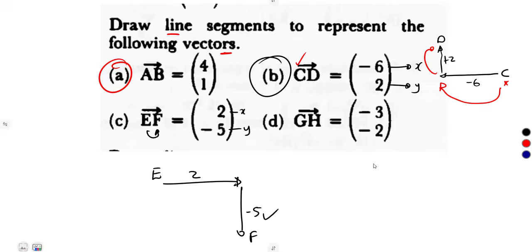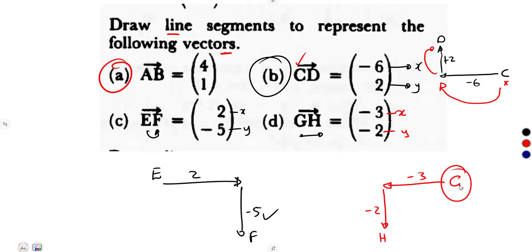All right, another one, it was G to H. So that's -3 in the X, -2 in the Y. So if this is our point G, it's 3 in the X, that's going to the what? To the left. So from G, you're going to the left, -3. Then you're going down from that point 2 units to point H, G to H. So this is what we need.